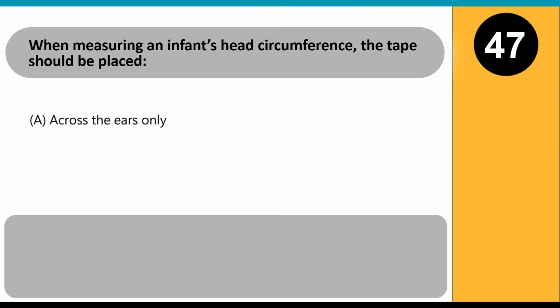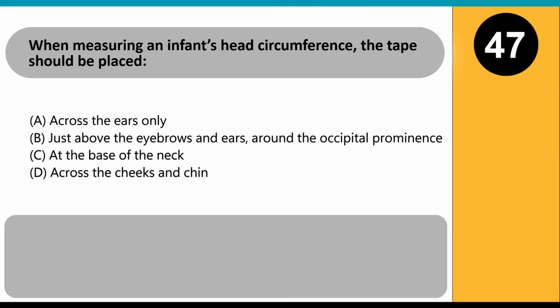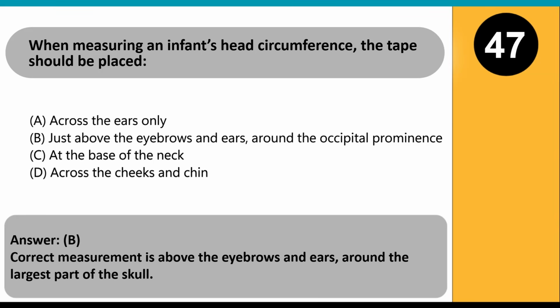When measuring an infant's head circumference, the tape should be placed: A. Across the ears only. B. Just above the eyebrows and ears, around the occipital prominence. C. At the base of the neck. D. Across the cheeks and chin. Answer: B. Correct measurement is above the eyebrows and ears, around the largest part of the skull.